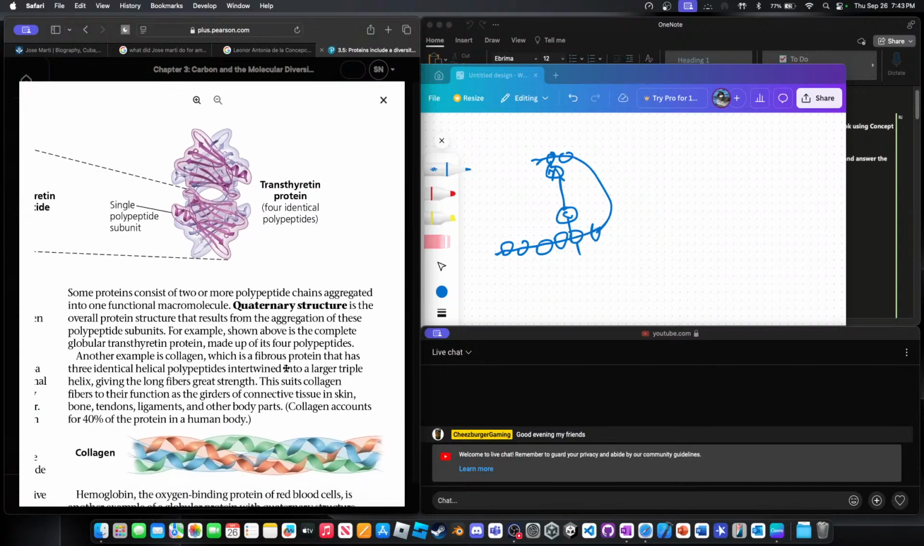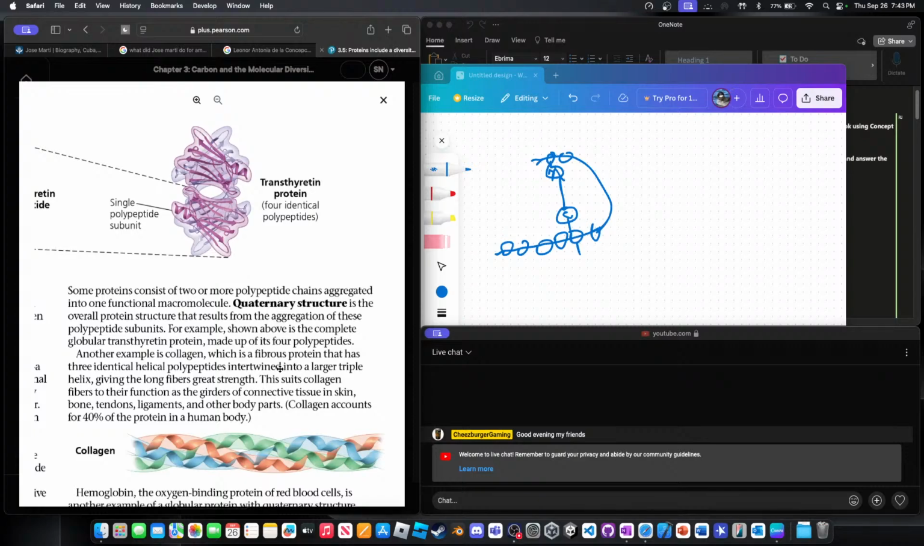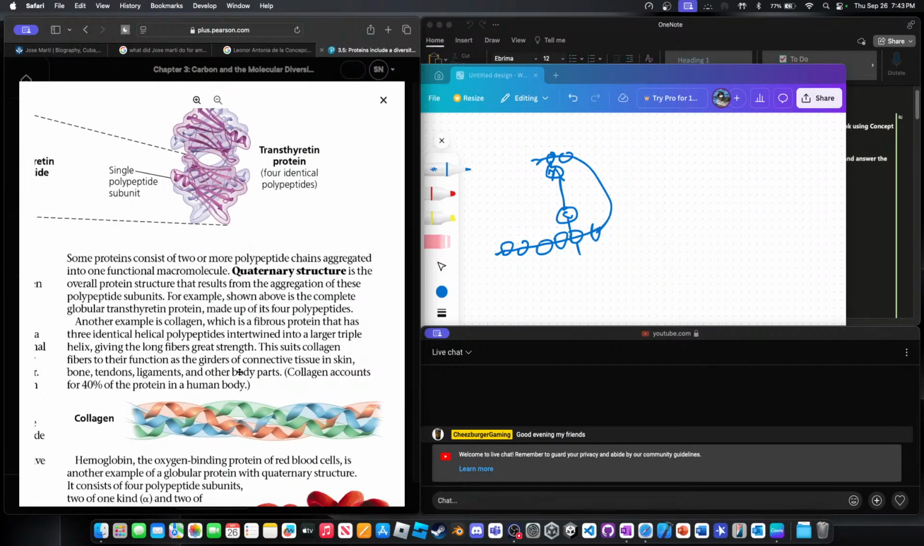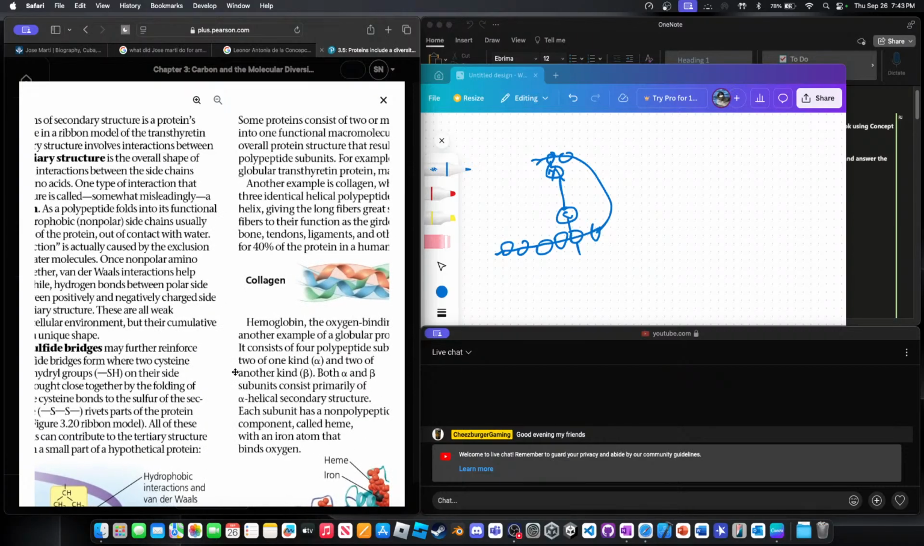Another example is collagen, which is a fibrous protein that has 3 identical helical polypeptides intertwined into a larger triple helix, giving the long fibers great strength. This suits collagen fibers to their function as the girders of connective tissue in skin, bones, tendons, ligaments, and other body parts.